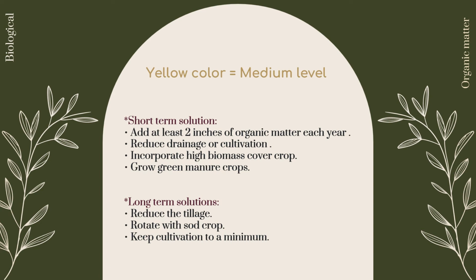The biological indicator, we have first the organic matter. It is yellow color, which is a medium level. We need a little bit of improvement. The short-term solution, we add organic matter, reduce the drainage, grow green manure crops, and also incorporate high biomass cover crops. The long-term solution, we reduce tillage, rotate with sod crops, which when die, will add new organic matter. And the last one, keep cultivation to the minimum.